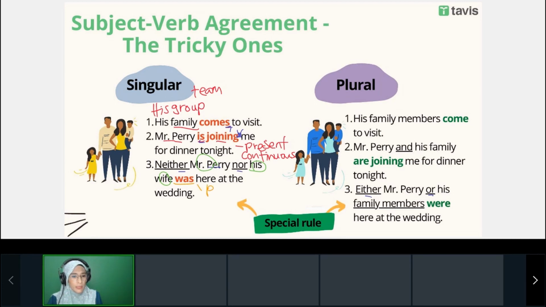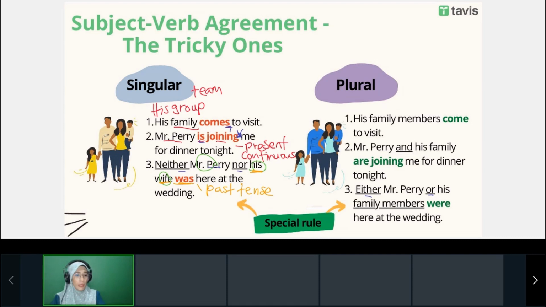Therefore, you have to use was. And this is actually in past tense. Okay, this is in past tense. All right. So neither Mr. Perry nor his wife was here at the wedding. Like I said, neither nor or either or is a choice. Okay, so you can see that we pair it with his wife and was.